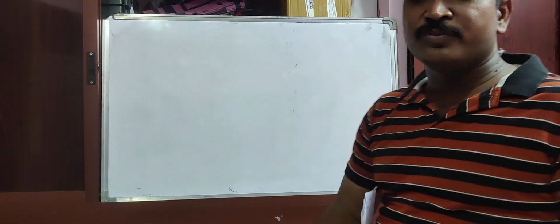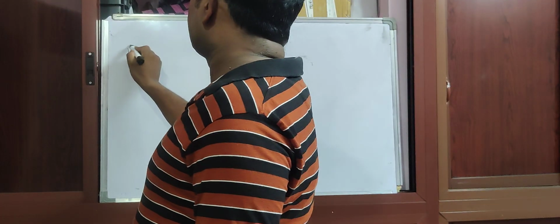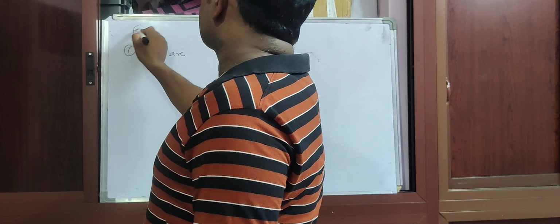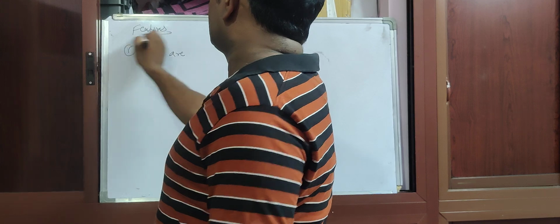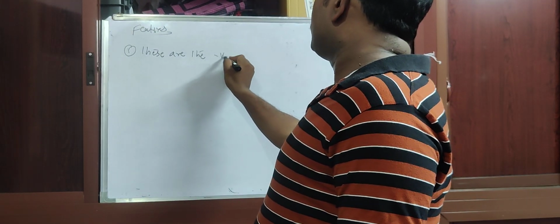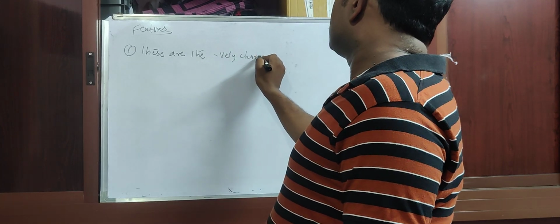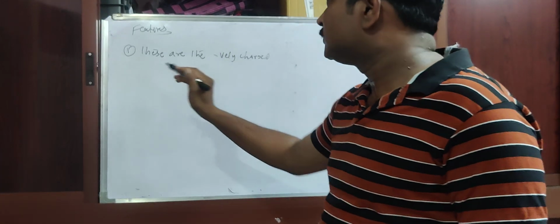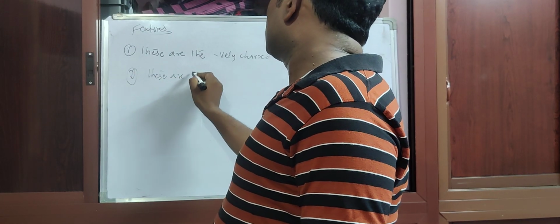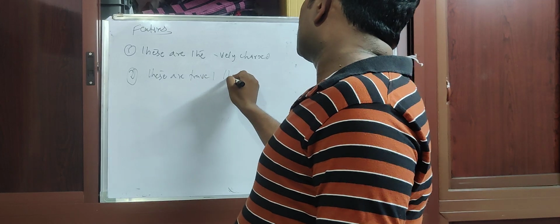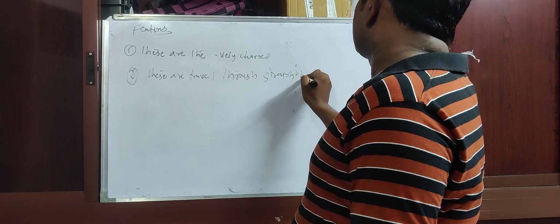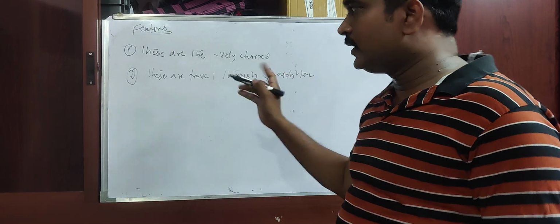What are the features we have observed in the cathode rays? First, we have observed these are the features of the cathode rays. These are negatively charged. Second observation he has noted, these travel through a straight line.